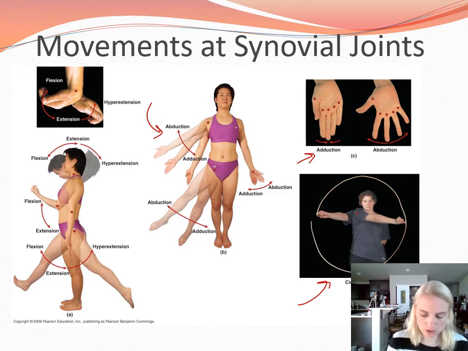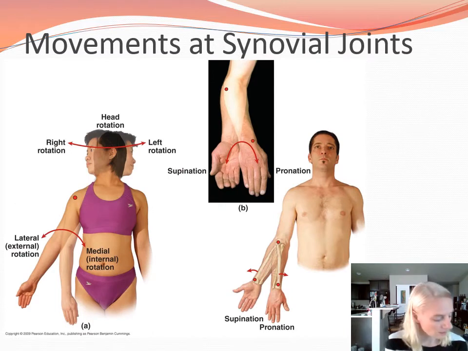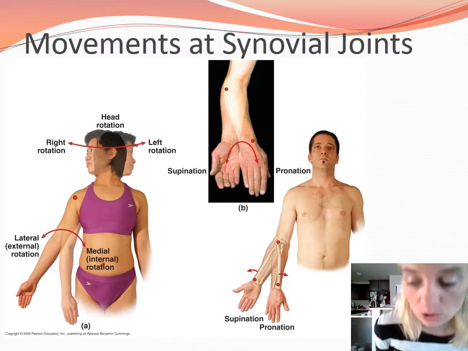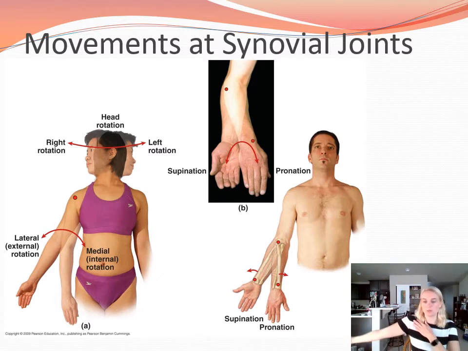Okay, I don't think the next one is on this picture, so we'll move to the next picture. The next one is rotation. So we have medial and lateral rotation, or left and right. If you're taking a look at your head, that'd be left rotation, right rotation. If you're taking a look at your arm, right? Medial rotation is rotating it close to your midline, and lateral rotation is moving it back away. I wonder if I can scooch back a little bit so you can see that better. So medial rotation, lateral rotation, right?